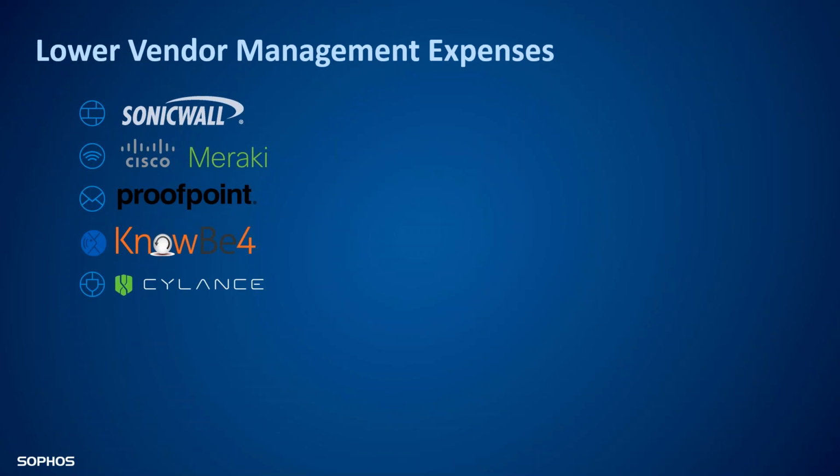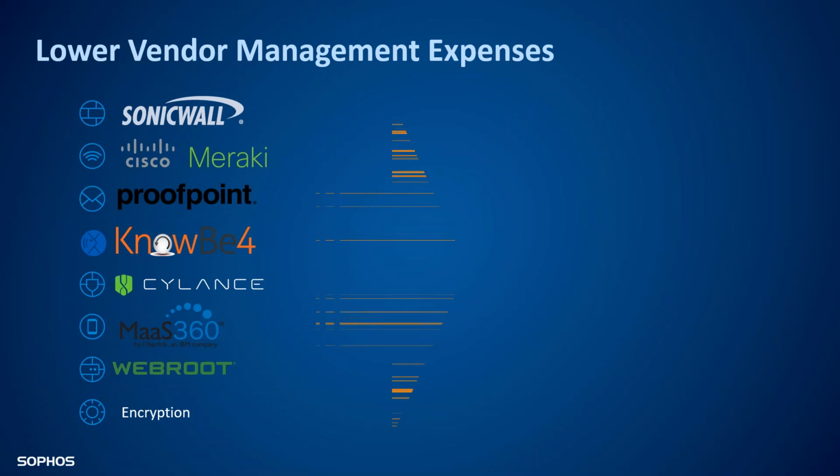How about next gen endpoint, or what the industry now I guess is calling next gen? Cylance, SentinelOne, CrowdStrike. Mobile device management, Mass 360 is a good example for that. Server protection, and then encryption. Encryption tends to be kind of greenfield for people these days, but it's more and more important as time goes on to be able to enforce drive encryption, usually on laptops.